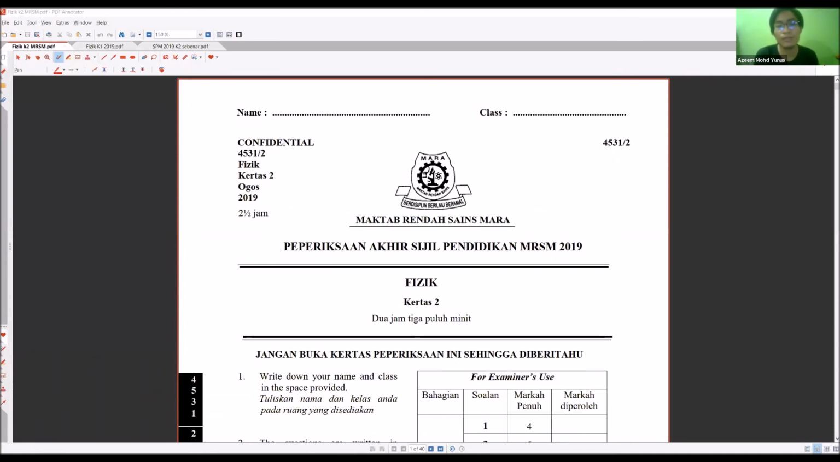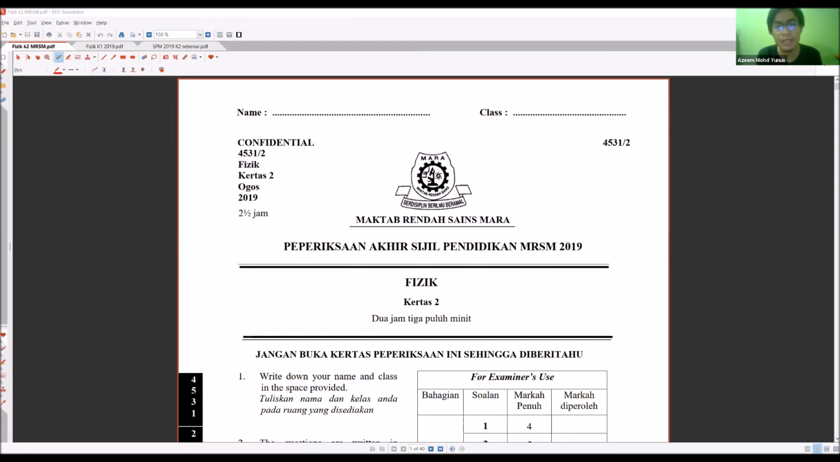What are the formulas given in the SPM that we need to know, and we need to understand how to use them and when to use them. If you go through each SPM, each year of the SPM and also the MRSM trial, you will see that the formulas change every year. But it's not a significant or really obvious change, just small changes that we don't really realize if we don't look carefully.